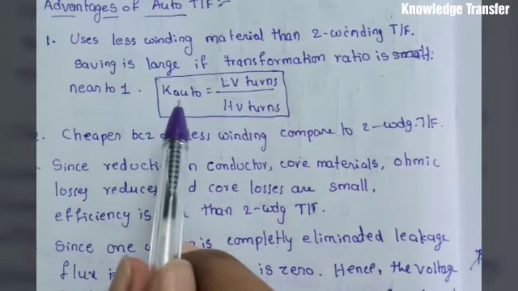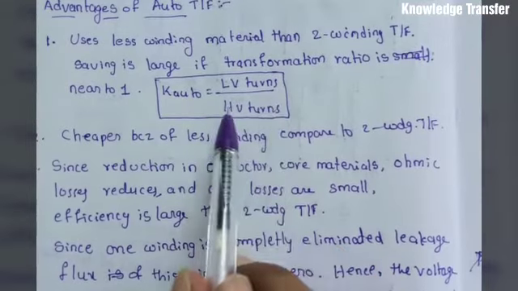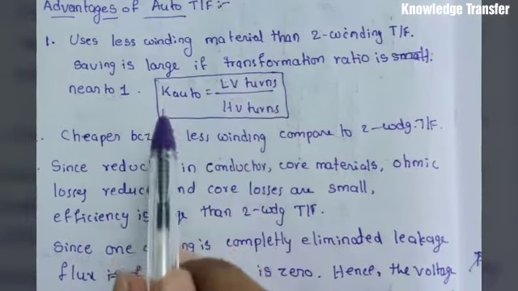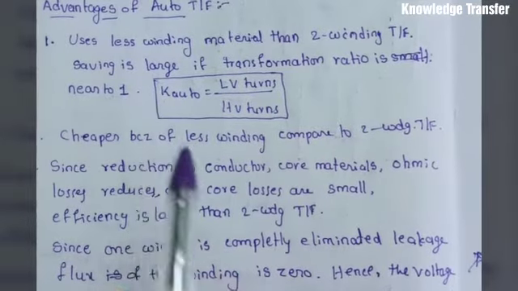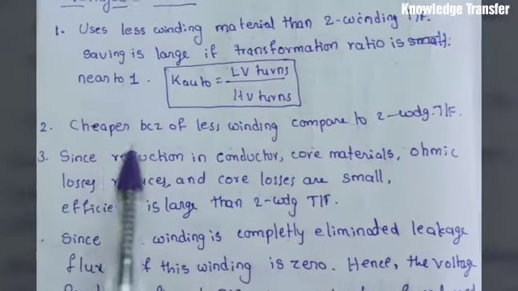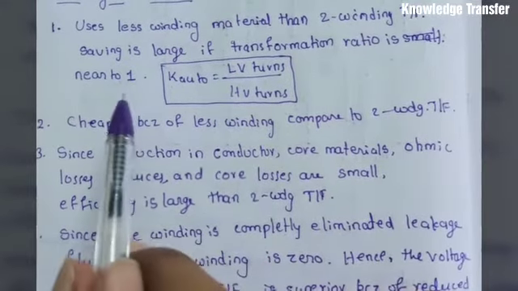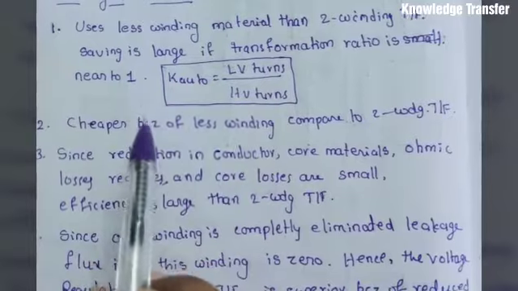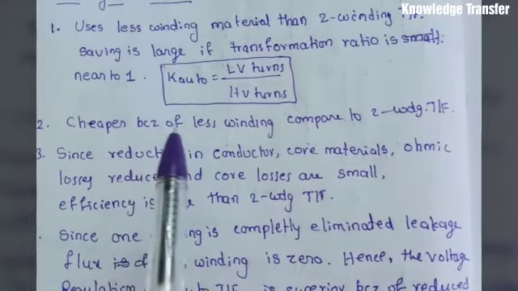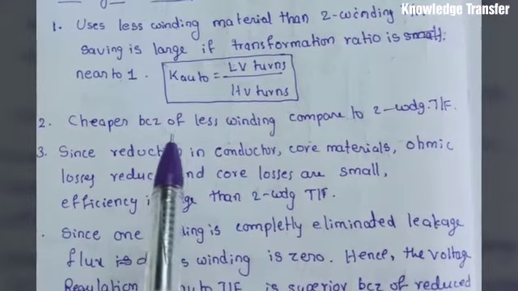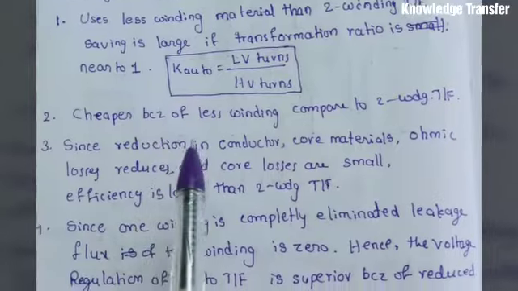That is, auto transformer transformation ratio is equal to LV turns divided by HV turns. This formula you must and should remember. And second point is cheaper because of less winding compared to two winding transformer. If the transformation ratio is near to 1, we can build an auto transformer instead of two winding transformer. Hence, reduction in the winding, that is the copper. Hence, auto transformer is cheaper.